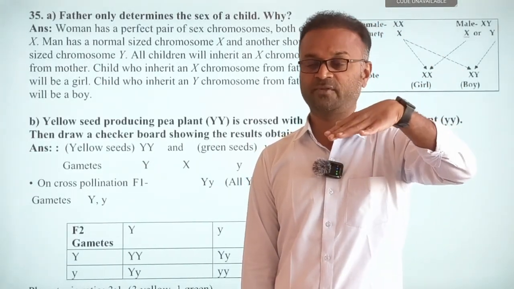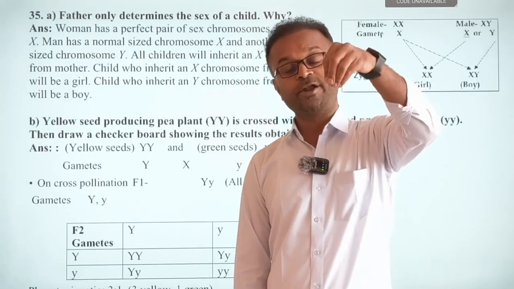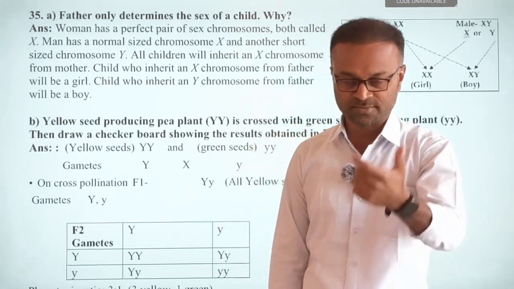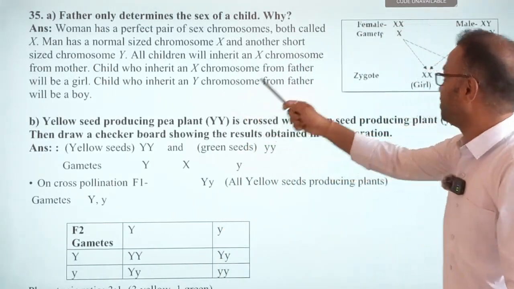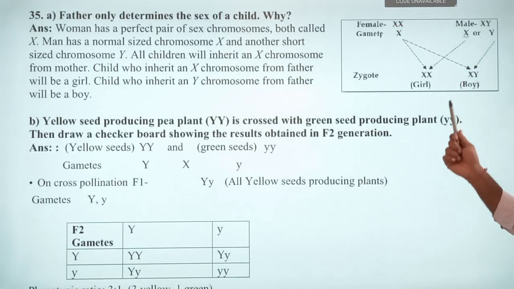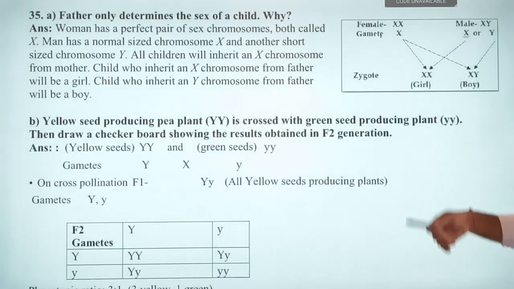Each and every cell of human beings contains 23 pairs of chromosomes. Out of that, 22 pairs are autosomes and 1 pair are sex chromosomes. Mention which are the sex chromosomes and explain it. Then you put this chart. Don't directly write XX, XY, XX, XY. No, that is not the way of writing. Explanation is required, then you are supposed to write this.